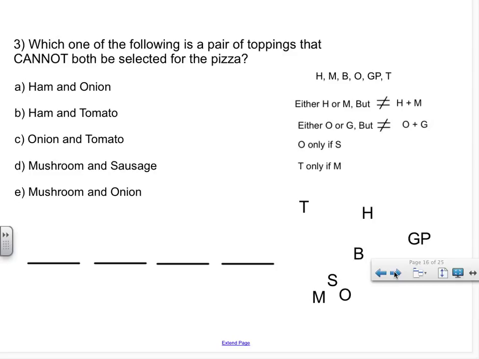Please take a moment to read through question 3. Press pause when you are ready to continue. Press play.